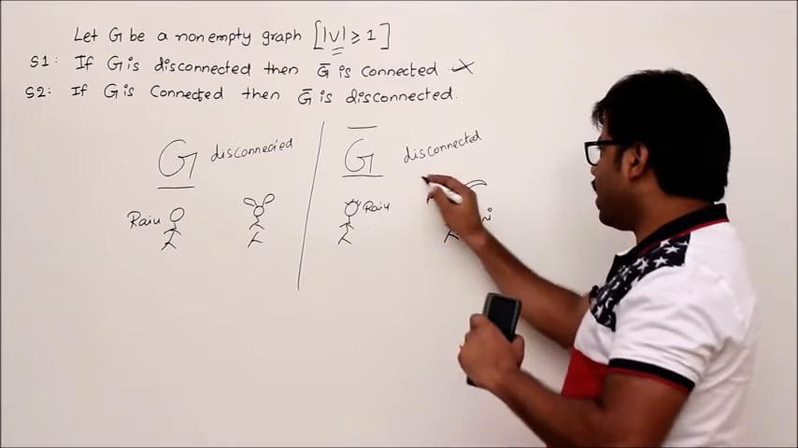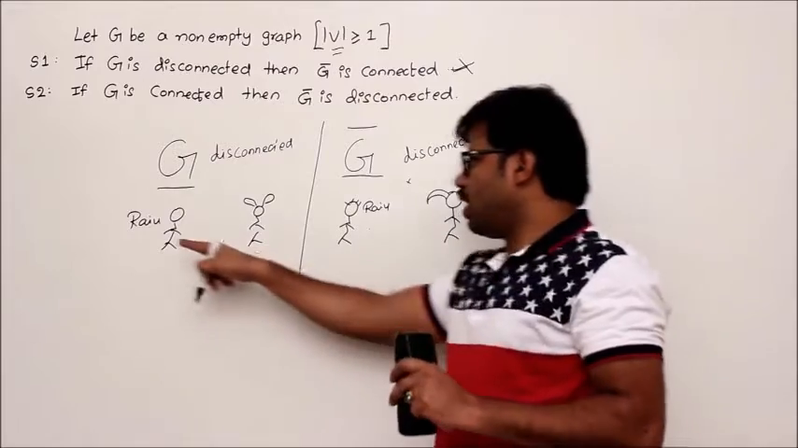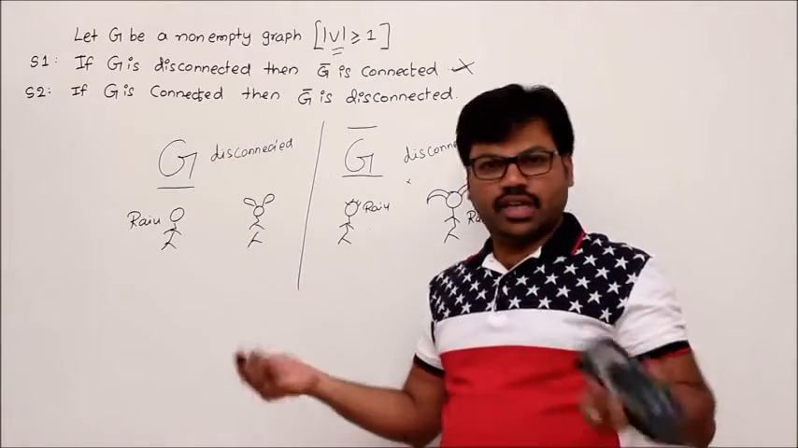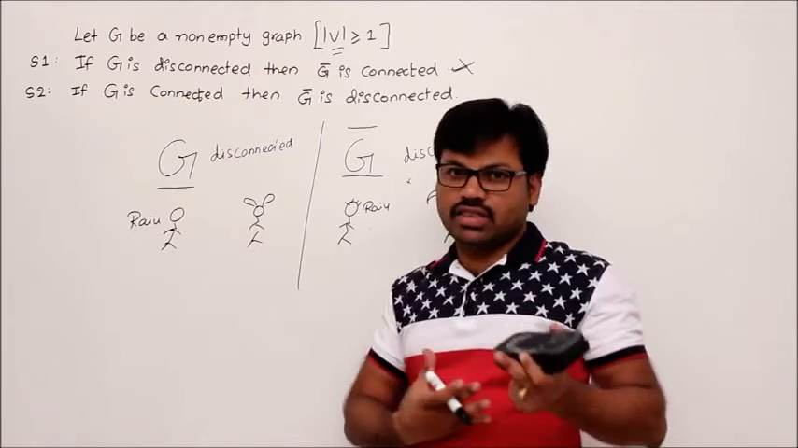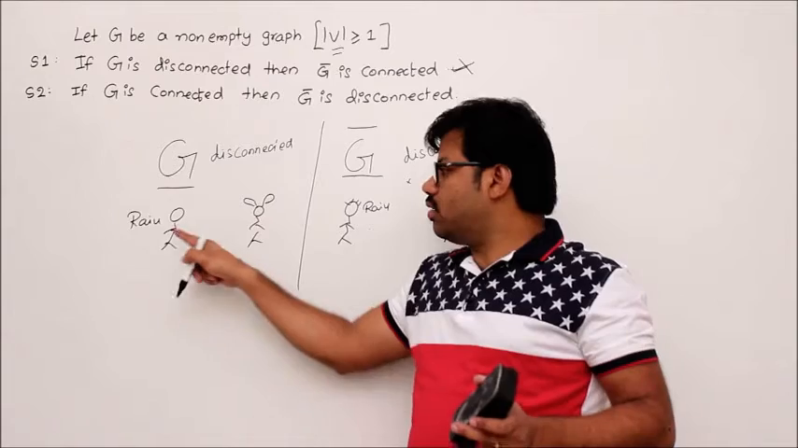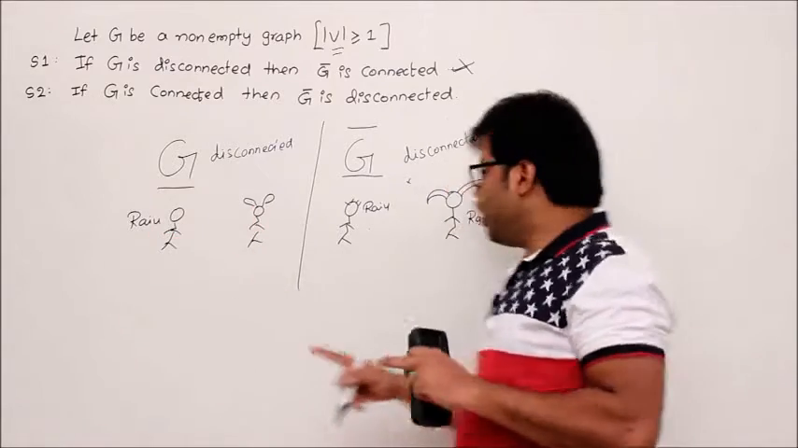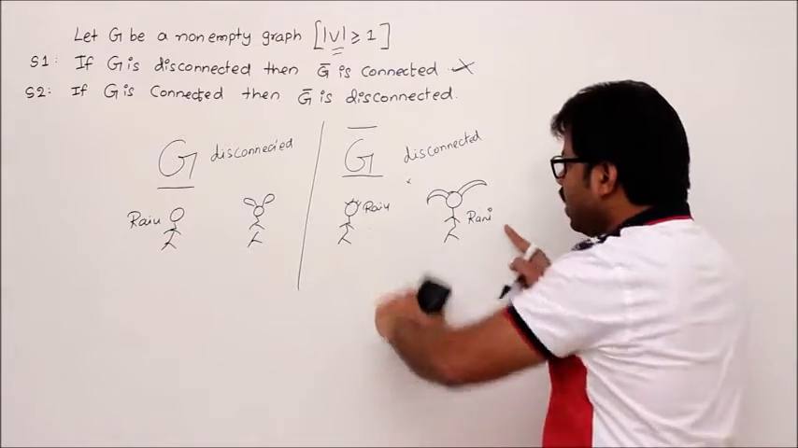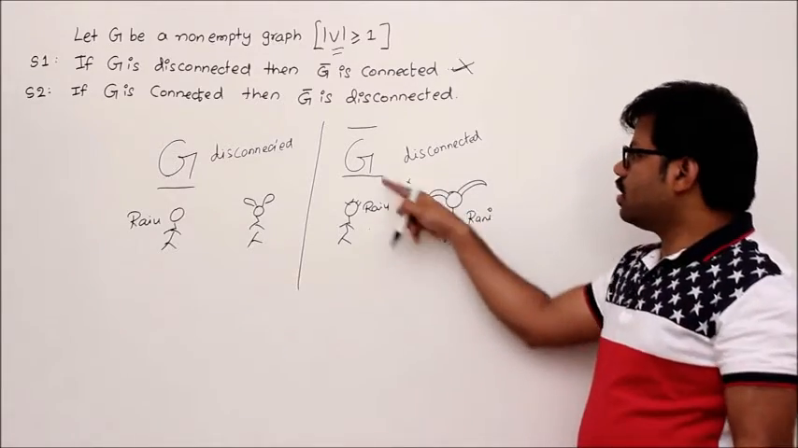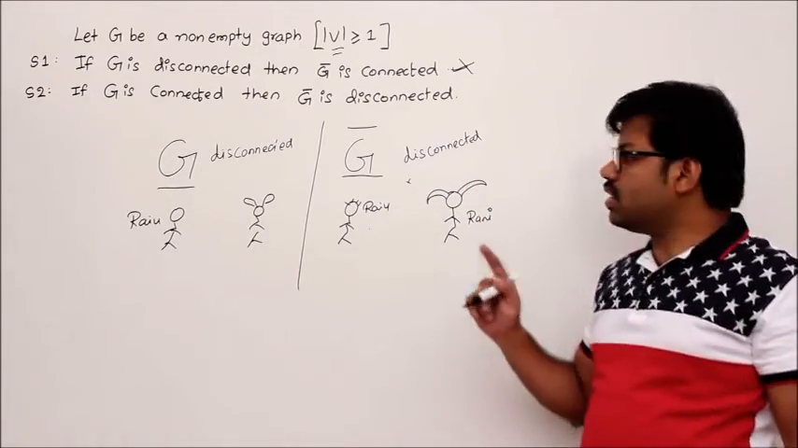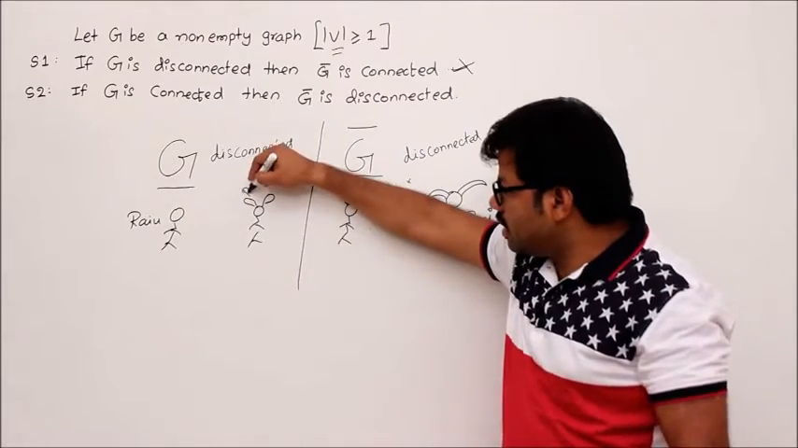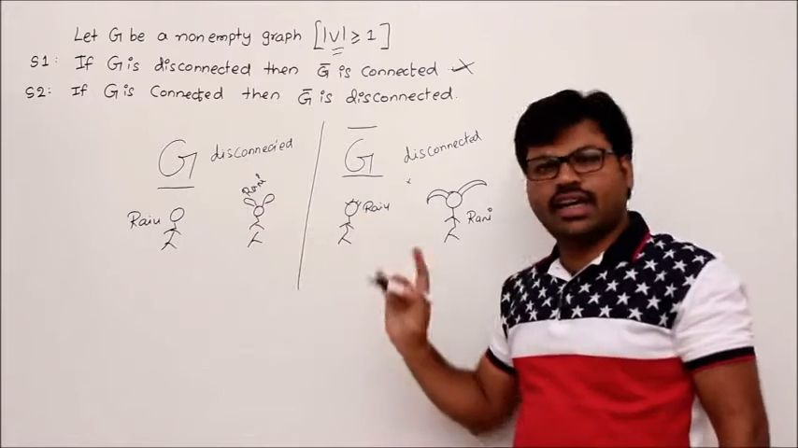That is the starting point. But the same Raju Rani may not be disconnected here. They may be connected, may not be connected. Maybe some other two vertices are disconnected. That's the reason this graph G is disconnected, not because of Raju Rani. But my assumption is Raju and Rani are the main reason for this graph's, let's say, disconnection. Whose disconnection? G bar. I don't know about Raju comma Rani in G, whether they are connected or disconnected.